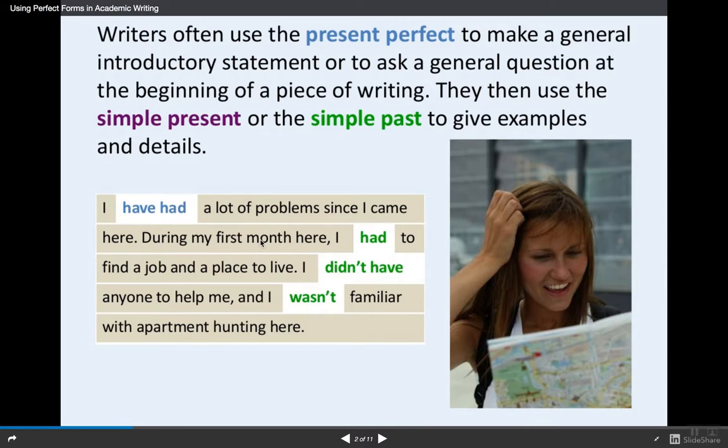I've had a lot of problems since I came here. During my first month here, I had to find a job and a place to live. I didn't have anyone to help me, and I wasn't familiar with apartment hunting here. Okay, so the topic is being introduced with the present perfect, and then the examples are in the simple past. The present perfect is being used to make you feel as though those problems have not finished yet.